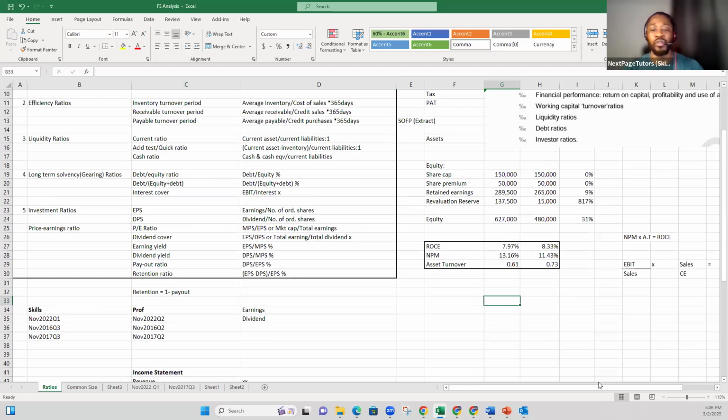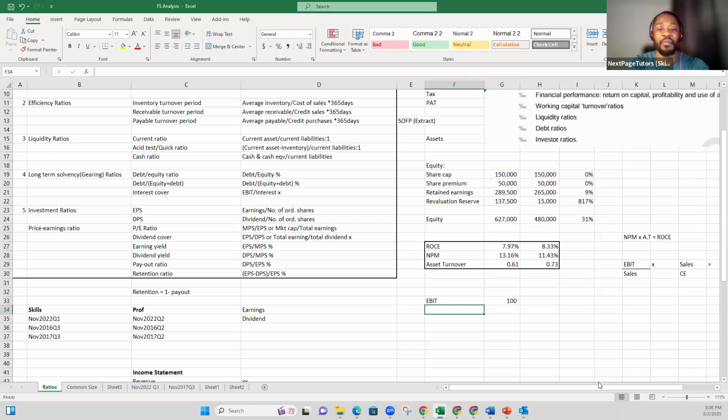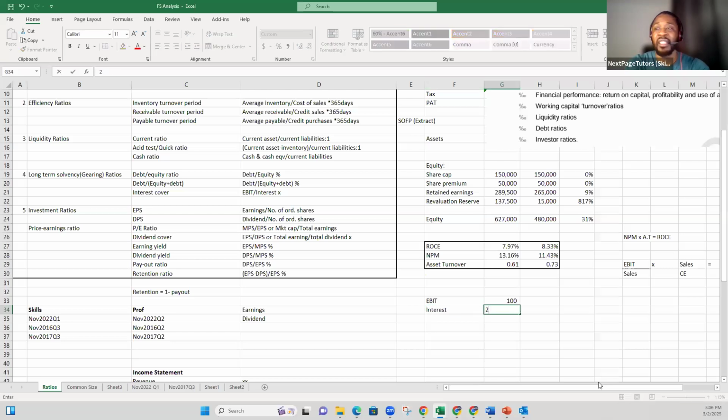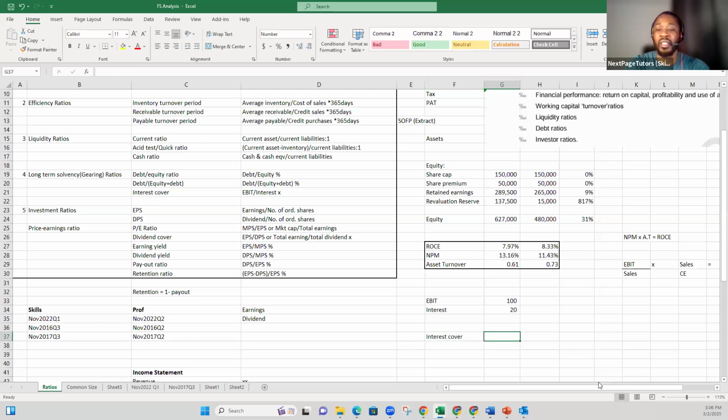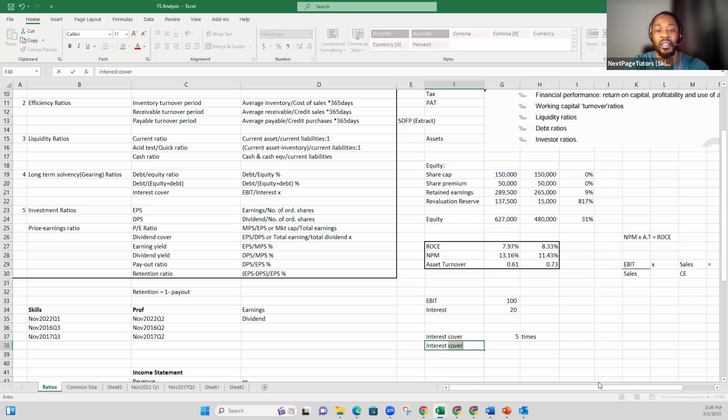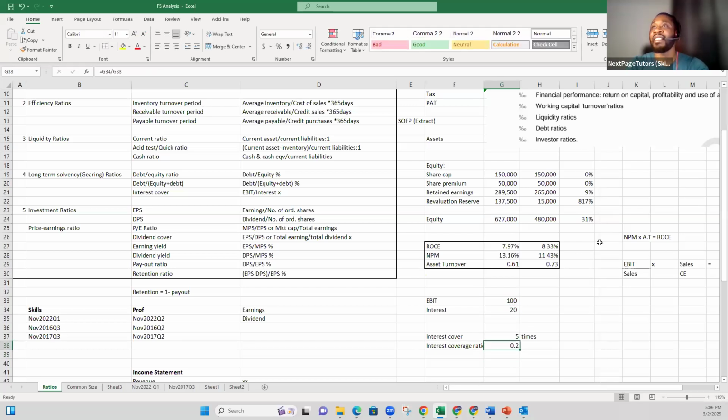And if I want to make it clear for you, if I have my EBIT to be 100 and I have my interest expense to be 20, if I compute my interest cover now, what will it be? It will be 100 divided by 20, right? And that will give me 5 times. Is there any difference between this and interest coverage ratio, which can be written as 20 divided by 100, and then we put it in percentage? This is the same. So if you understand the number, you will see that they are the same.